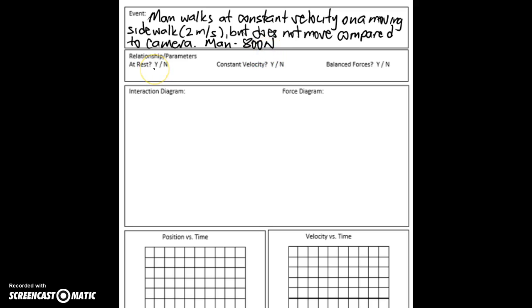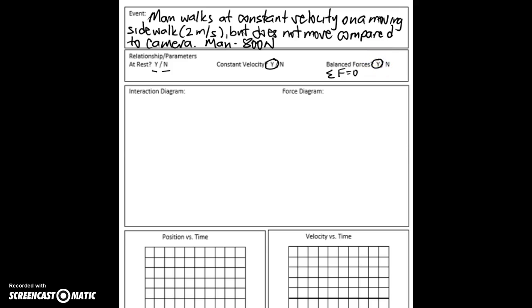Okay. Hey, so relationship on this one, is he at rest? Kind of interesting. Would you say he's at rest or not? Relative to the camera, yes. Relative to the sidewalk, no. So that ends up making kind of an interesting question. I'll leave that up to you whether you think it should be yes or no. But in Newton's rule, that won't change it because he traveled at a constant velocity. Whether we're going to consider that 2 meters per second, or if we're going to consider that at 0 meters per second, both cases will be constant velocity. And are the forces balanced? Again, if we have constant velocity, the sum of our forces is going to be equal to 0, so yes, forces are balanced.